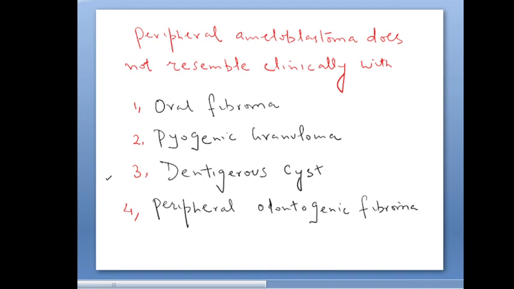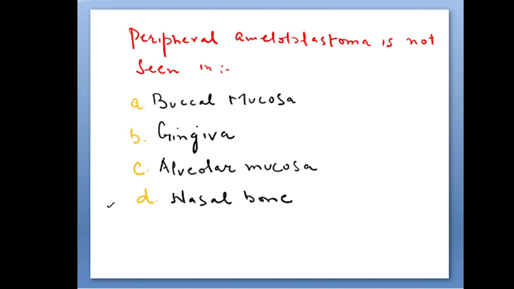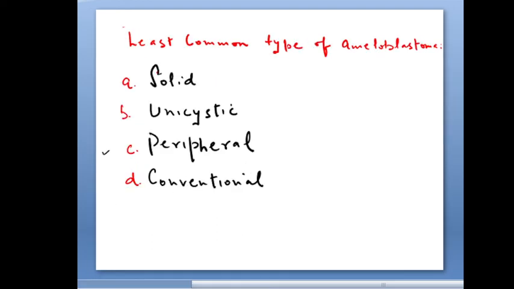Question number 2, peripheral ameloblastoma does not resemble clinically with which? They resemble oral fibroma, they resemble pyogenic granuloma, they don't resemble dentigerous cyst, and they have an appearance similar to that of peripheral odontogenic fibroma. So option number 3 is the correct option. Peripheral ameloblastoma is not seen in, it is seen in buccal mucosa, it is seen in gingiva, it is seen also on alveolar mucosa, and it is not seen on the nasal bone. So option number D is the correct option.